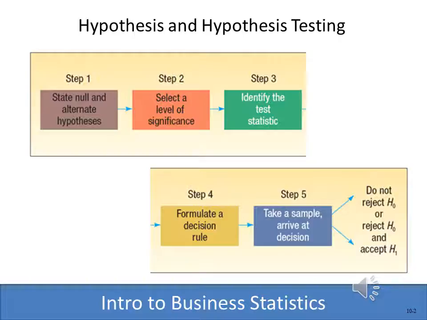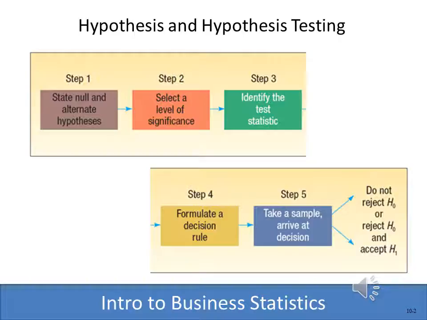First, we're going to state the null and the alternate hypothesis. Remember, the null hypothesis is what's assumed to be true. It's the status quo. The alternate is what you're trying to prove. You're going to select a level of significance, which in most cases is going to be 0.05 or 0.01, but remember, anything from 0.1 and smaller can be a statistically significant level of significance.